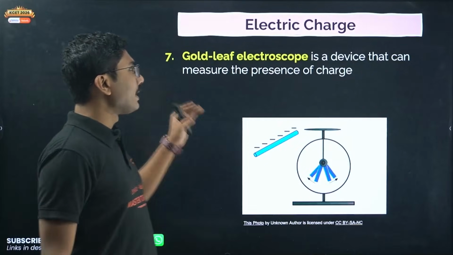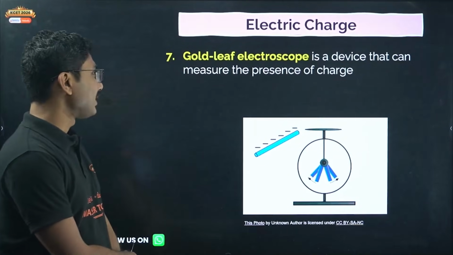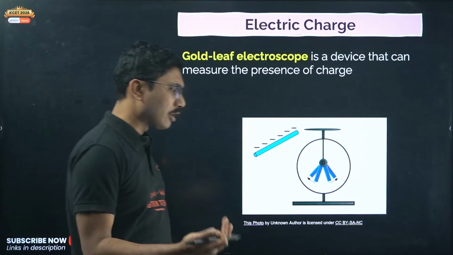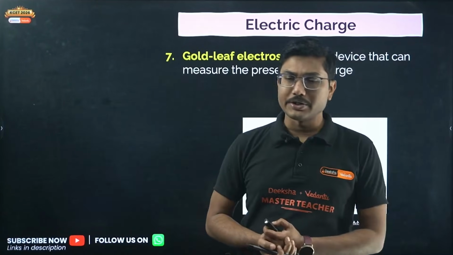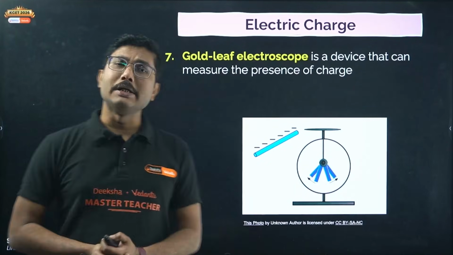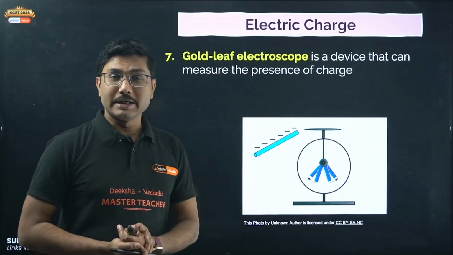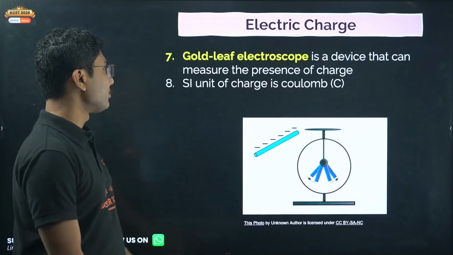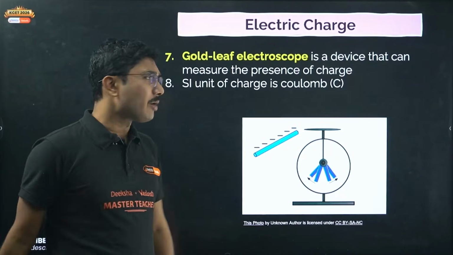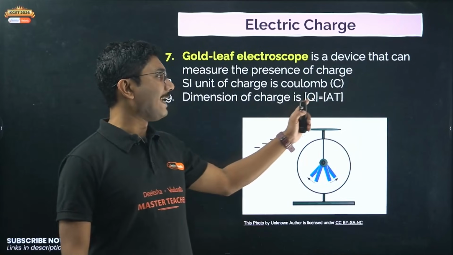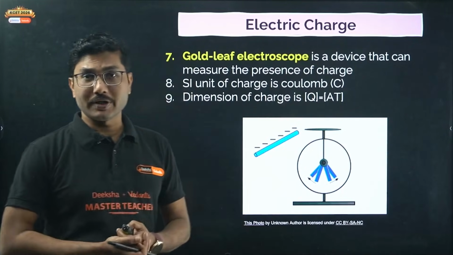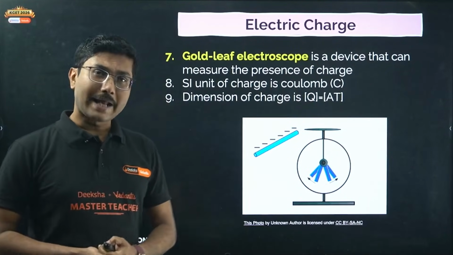Now, how can we measure the charge? The gold leaf electroscope is a device that can detect the presence of charge. Whether an object is charged or not, and whether it is positively or negatively charged, can be determined using the gold leaf electroscope. The SI unit of charge is Coulomb, and its dimension is A into T, where A is the dimension of current and T is the dimension of time.